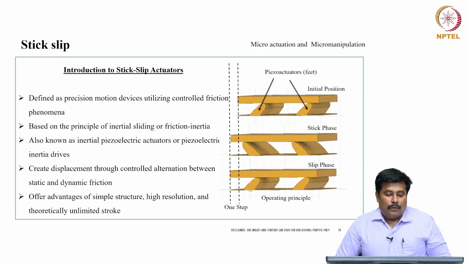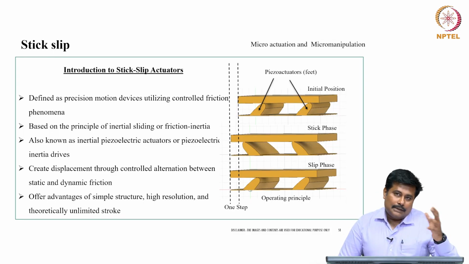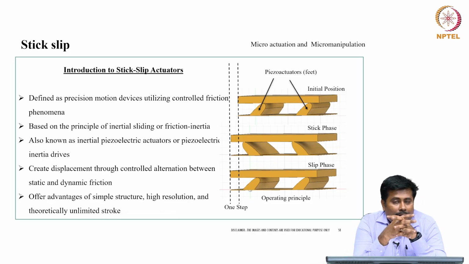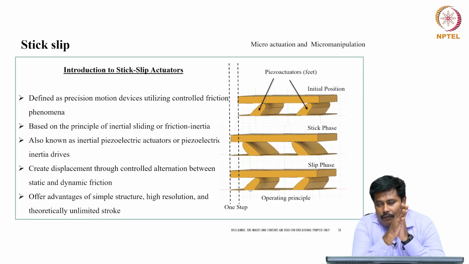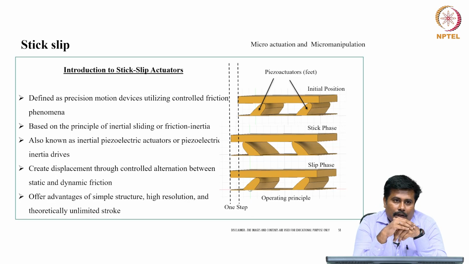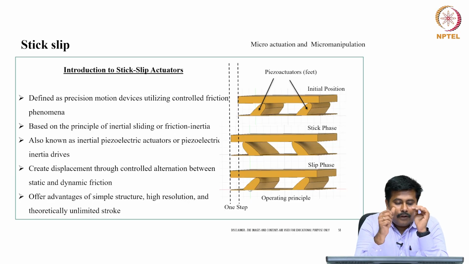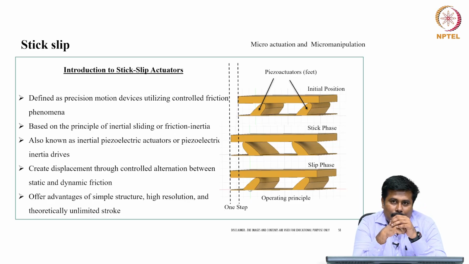So we have been discussing the different micro actuation. Now let us discuss the micro actuation configurations and the overall mechanisms which are involved for micro robotic applications. As far as micro robotic applications are concerned, one of the key micro manipulation devices is called a stick slip actuator.